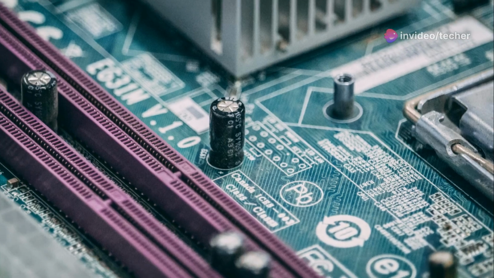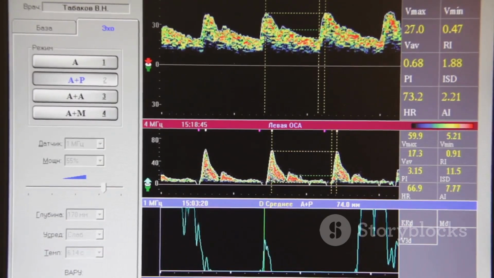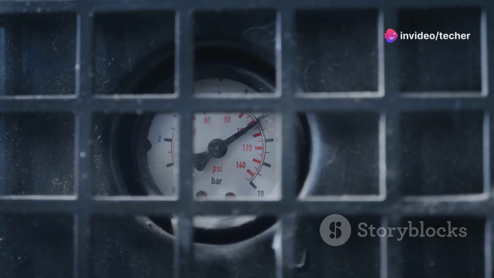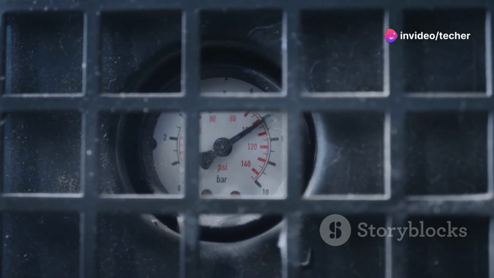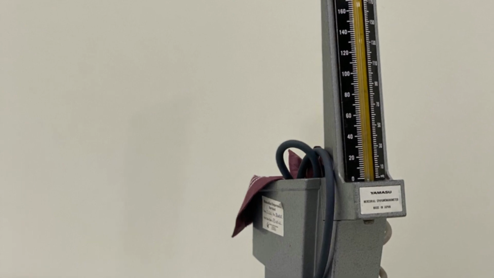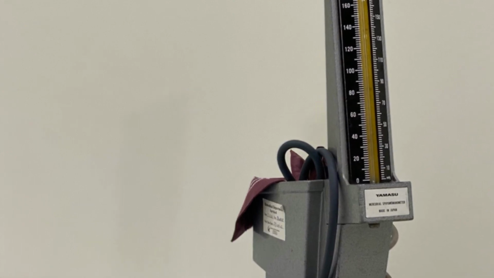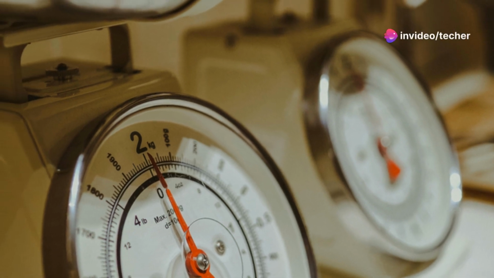Typically, a diaphragm or membrane within the sensor deflects under pressure, altering the resistance of a strain gauge or the capacitance of a capacitor. This change in resistance or capacitance is then translated into a voltage output that corresponds to the applied pressure. The output voltage of an analog pressure sensor is typically linear, meaning that a given change in pressure results in a proportional change in voltage.